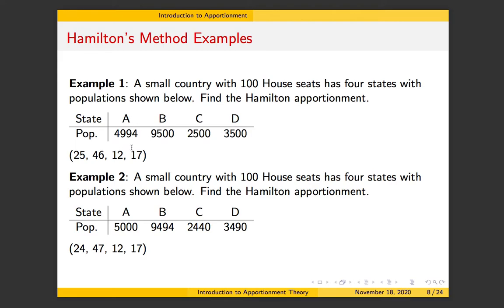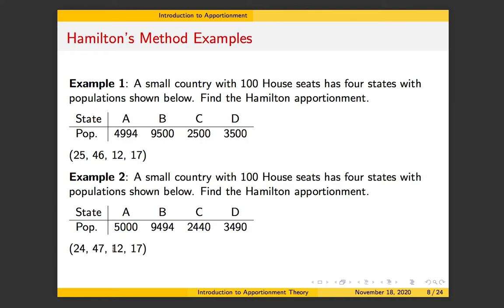Because State A, their population went up. State B, their population went down. And yet what happened? State A used to have 25, now they have 24. State B used to have 46, now they have 47. Okay, so Hamilton's method has some pathologies built into it.